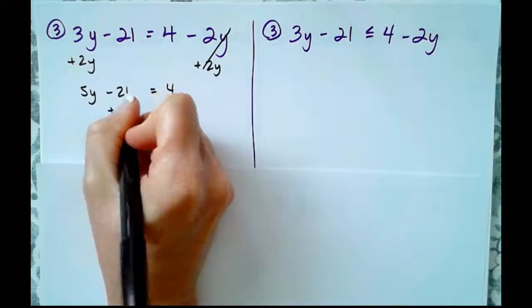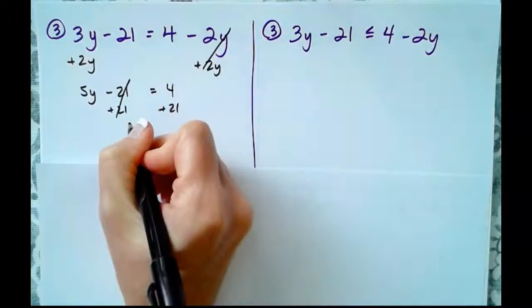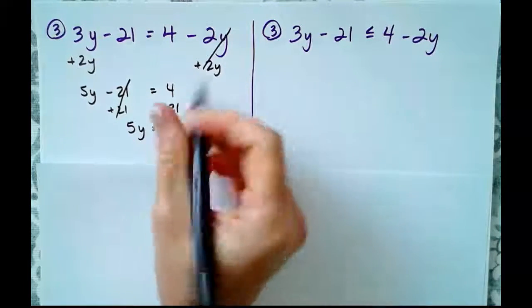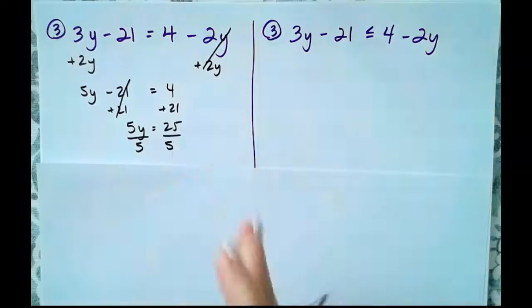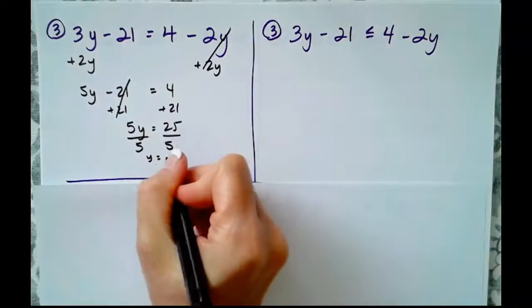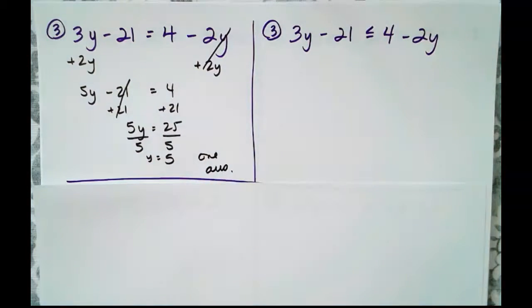Now I am going to add 21. Notice I'm keeping my equal signs lined up. 5y equals 25. Divide by 5, divide by 5. Y is 5. One answer. Only one answer when we solve an equation. But when we have an inequality, infinitely many.